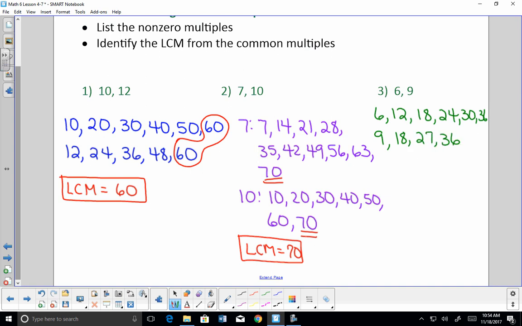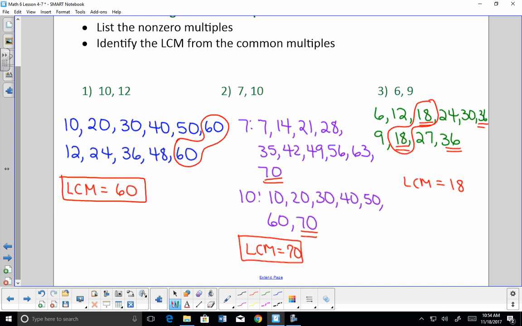Now I went beyond what I needed to because I wanted to show you sometimes you don't pay attention. And I actually have two multiples here. I have 36 and I have 18. But which one is the least common multiple? The smallest common multiple is 18. So my least common multiple is going to be 18.